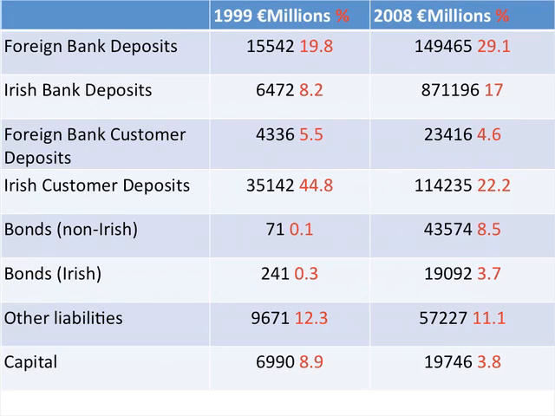Here's the difference between 1999 and 2008 in terms of the different deposits of banks in Ireland. No need to look, no need to take this down. Just notice the numbers in red. Foreign bank deposits went up 29%. Irish bank deposits went up 17%. Customer deposits went up 22%. Bonds went up 8%, and other liabilities went up 11%. What are you seeing? What is this table telling you? It's telling you there's been a massive inflow of foreign capital.